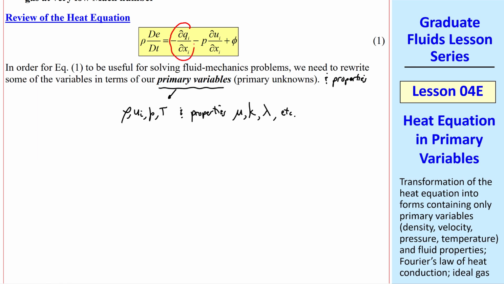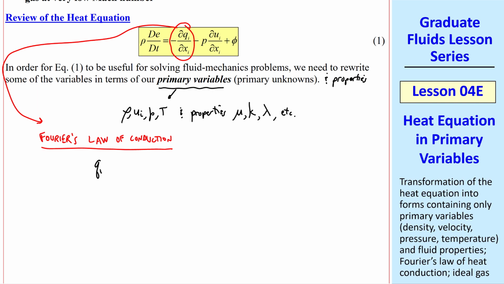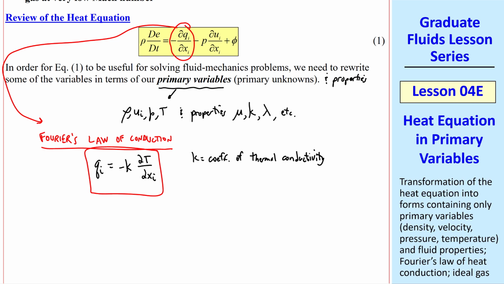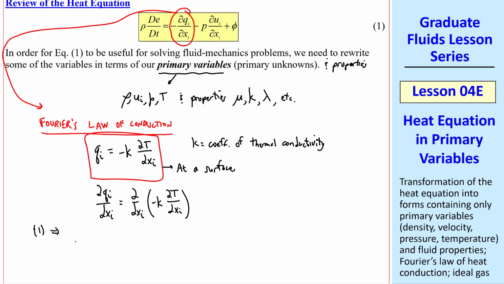Let's deal with this heat flux term first. We use Fourier's law of conduction, which we can write as Qi equal minus k ∂T/∂xi, where k is the coefficient of thermal conductivity, and Fourier's law applies at a surface. The term in the heat equation has the derivative of Qi, so we write ∂Qi/∂xi equal ∂/∂xi of this right-hand side. The two negative signs cancel, so 1 becomes rho dE/dt equal ∂/∂xi of k ∂T/∂xi minus P ∂ui/∂xi plus phi.